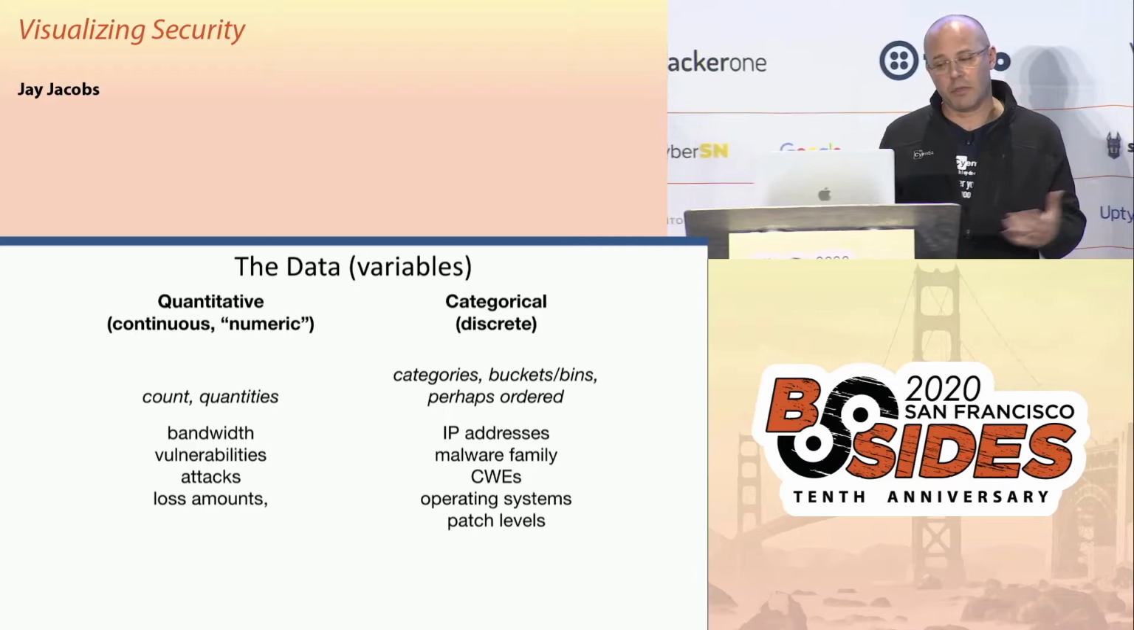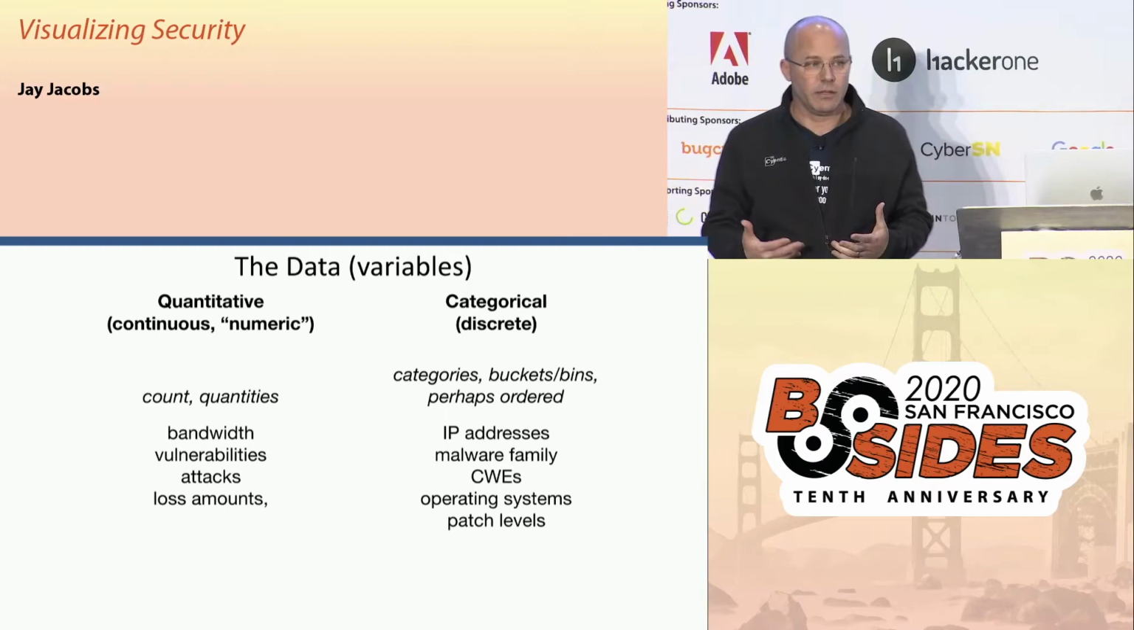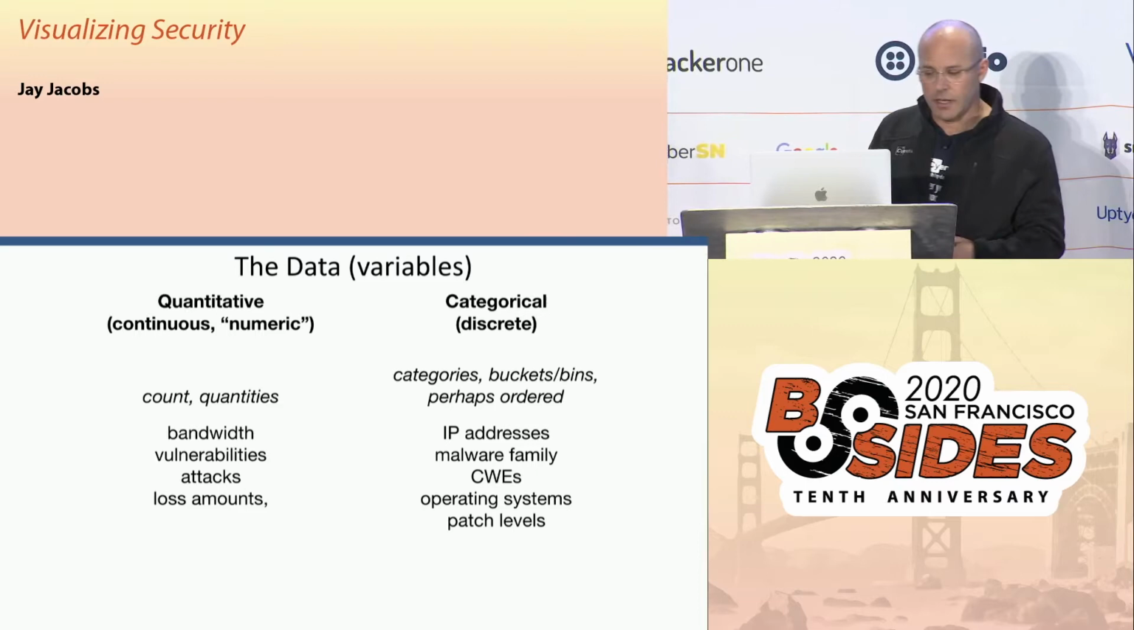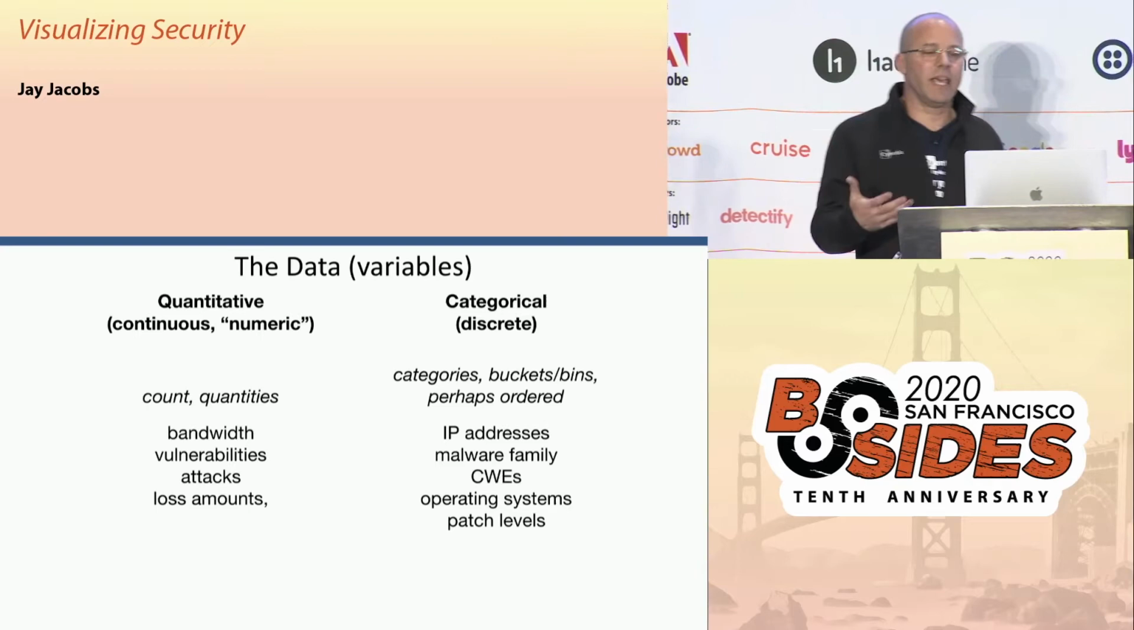Malware family itself is a category. It might be related to a larger family, it might be a variant. CWEs also have an inheritance to them, but it's a category. Things like that, things that you can put into a category. So let's take a look at some plots here.